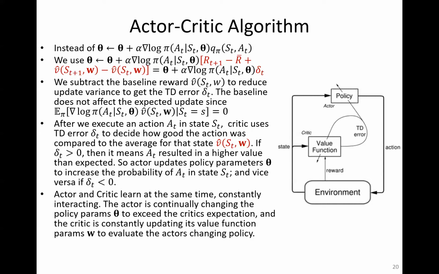So this simply says that we're just evaluating. After we take any action A_t in state S_t, the critic uses the TD error delta_t to decide how good the action was compared to the average for that state. If it's better than average, delta_t is higher than zero, then the actor updates the policy parameters to increase the probability of A_t in state S_t, and vice versa.